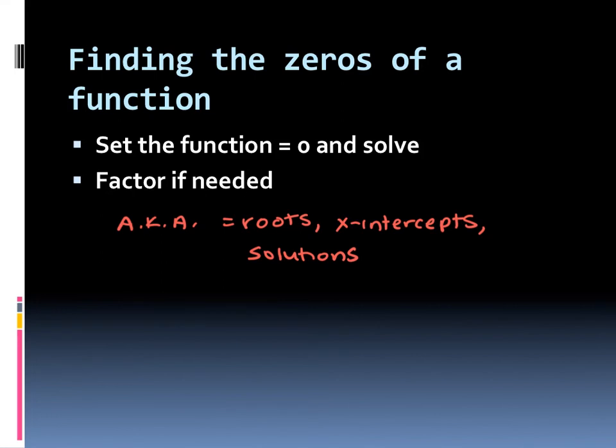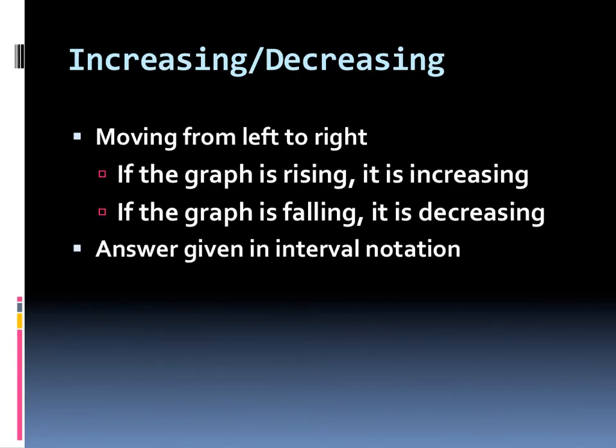I can't even remember, but on the graphing calculator, it'll say roots. I think on your graphing calculator handheld, it says zeros. Those all mean the same thing, okay? They are your x-intercepts, not your y-intercepts, where it crosses the x-axis. You would just set your equation equal to 0 and then factor if you need to, and solve.